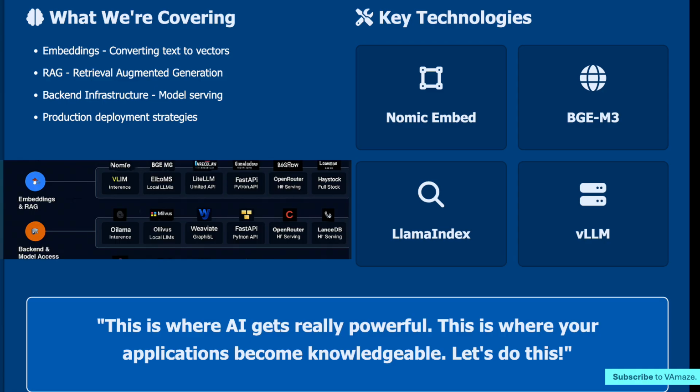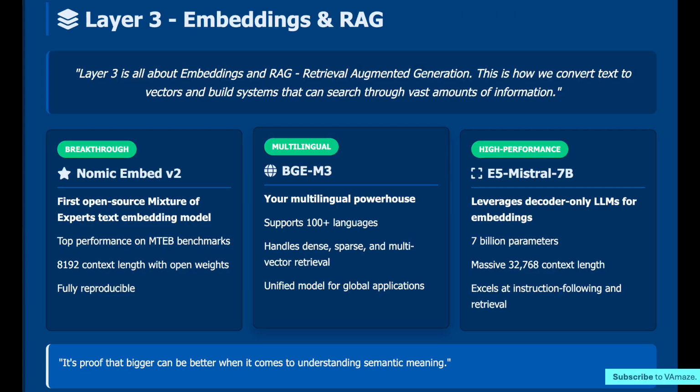We'll cover Nomic Embed 2, BGE Model 3, and E5 Mistral 7B for embeddings. Then LlamaIndex, RAGFlow, and Haystack for building RAG systems. Plus, we're looking at backend infrastructure, vLLM, Ollama, and LiteLLM, the tools that serve your models efficiently. This is where AI gets really powerful. This is where your applications become knowledgeable. Let's do this. Layer 3, Embeddings.